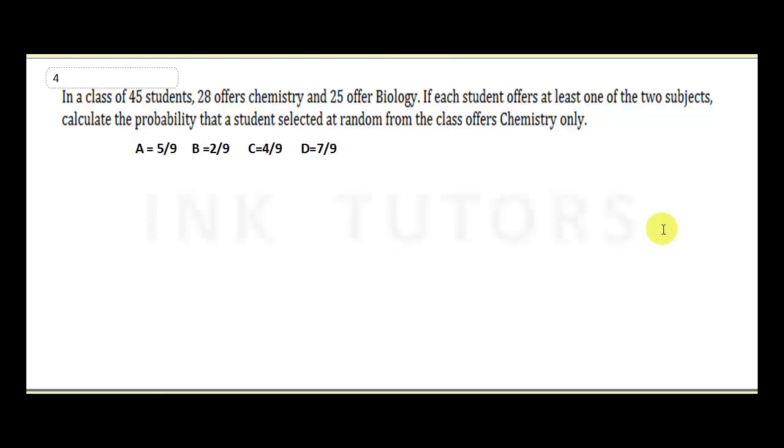In a class of 45 students, 28 offer chemistry, 25 offer biology. If each student offers at least one of the 2 subjects, calculate the probability that a student selected at random from the class offers chemistry only. Now, we can see a set question that has a relationship with probability. So, set and probability, they go side by side.